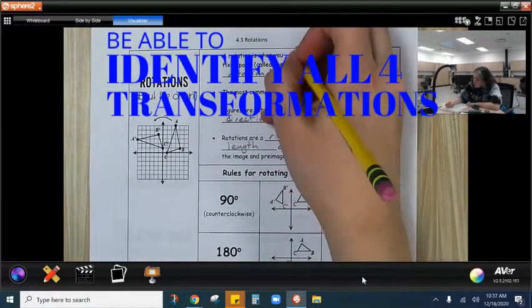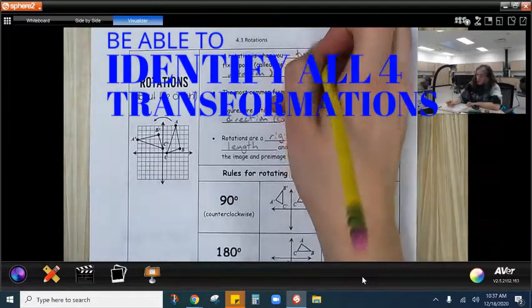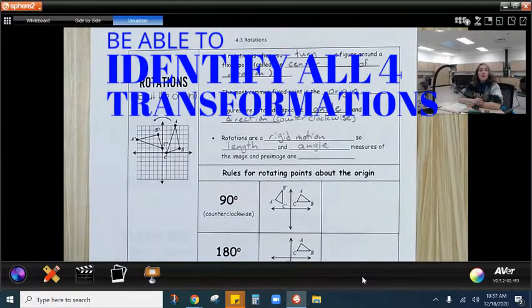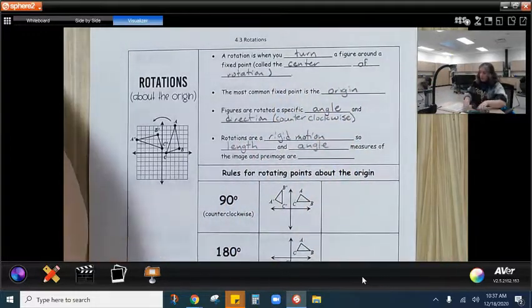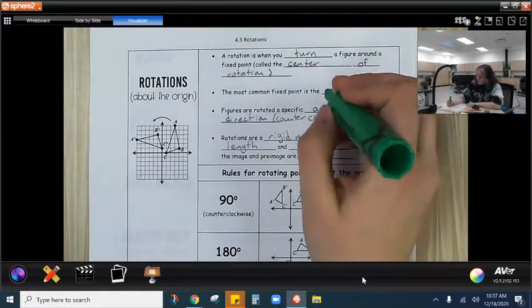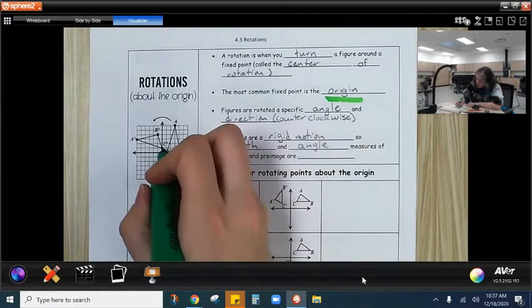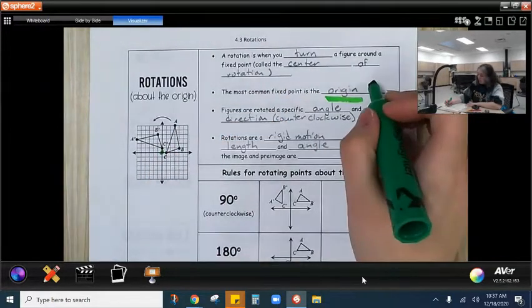A rotation is when you turn the figure around a fixed point. And the fixed point we call the center of rotation. The most common fixed point is the origin, all right? The origin, which is, of course, right here at 0, 0.